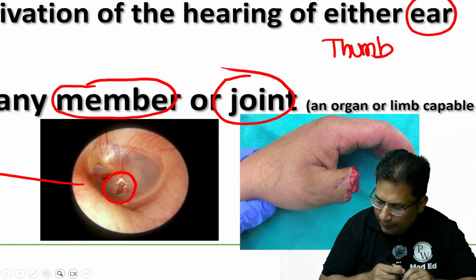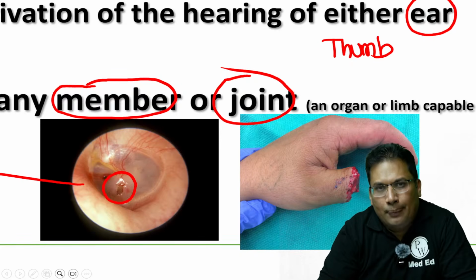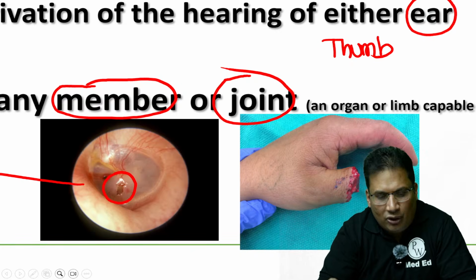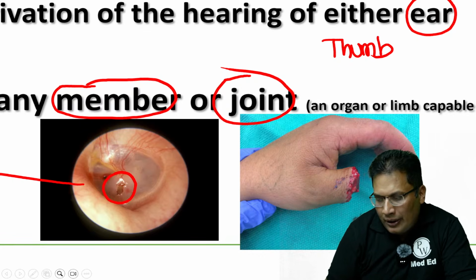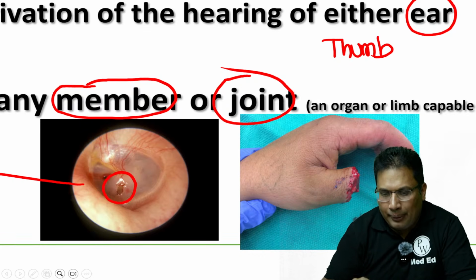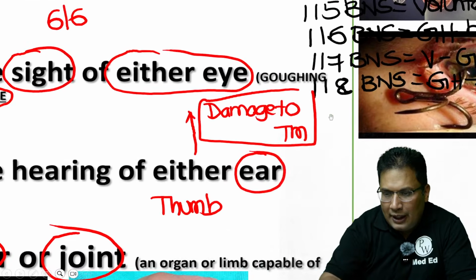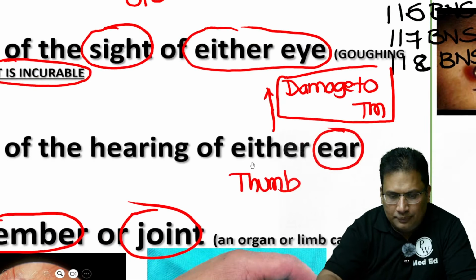What is the finding there? The finding here is that the tympanic membrane shows perforation. So it can be grievous hurt. And one more image there, the image that is showing the loss of member.